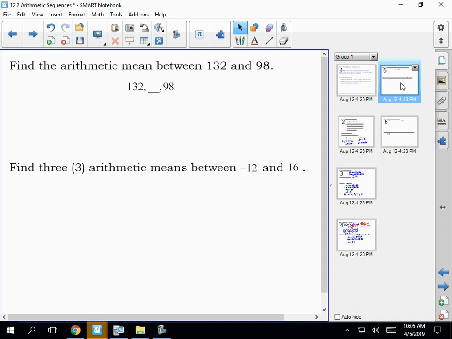Well, there's one missing. So yeah, we're gonna find this. Add them together and divide by 2. What do you guys get? 115. Super easy to do, right? Once we know what arithmetic mean means. What about this? How would you do this?